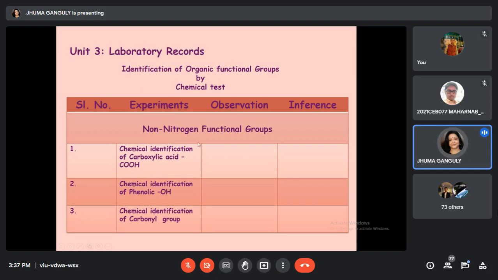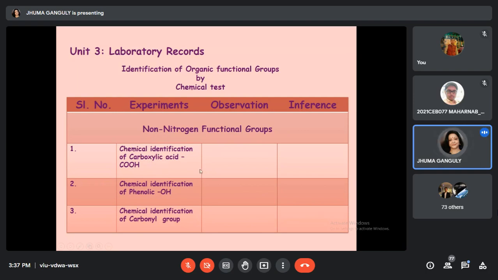So identification, how to write? The identification of organic functional groups by chemical test. So non-nitrogen functional groups 1, 2, 3. So this is the experiment, this is observation and inference. And you write down the chemical identification of this one in a few words.